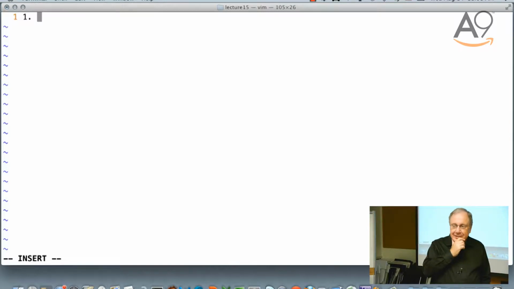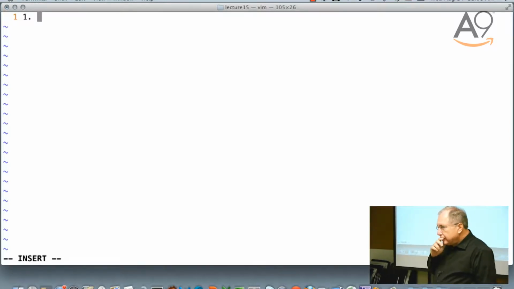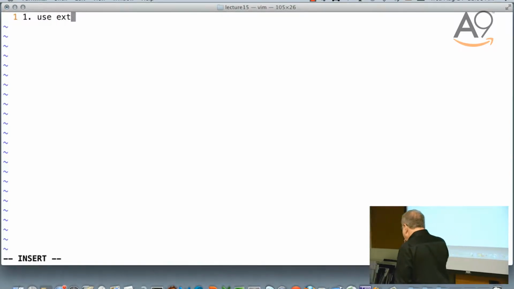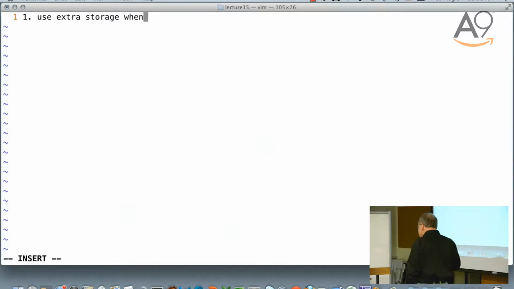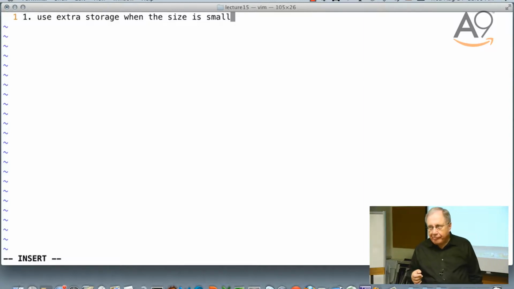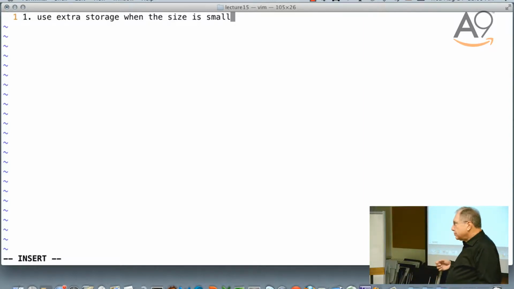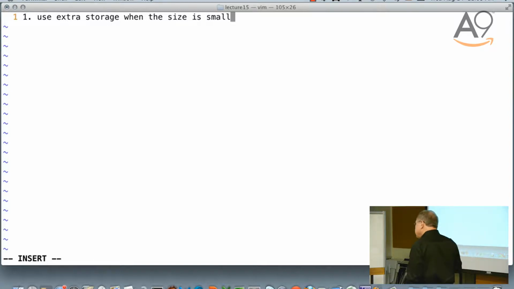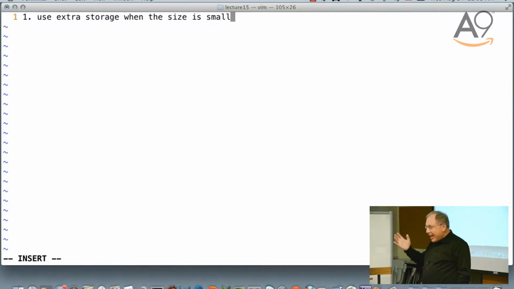Use some extra storage. And what are you going to do with extra storage? Instead of doing merge in place, merge into the extra storage and do copy. Okay, let's write. Let us write what you said.